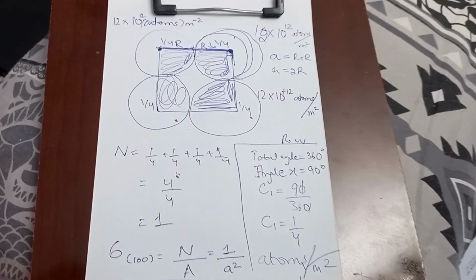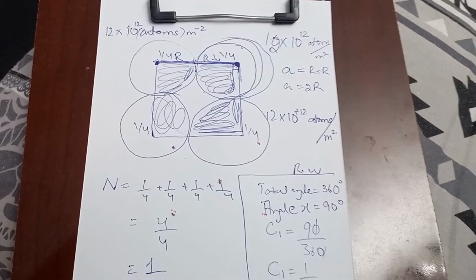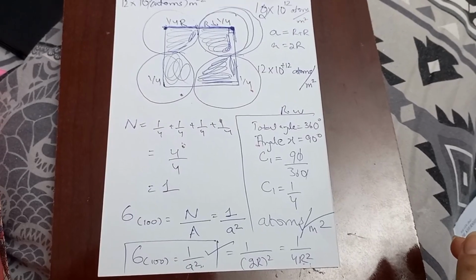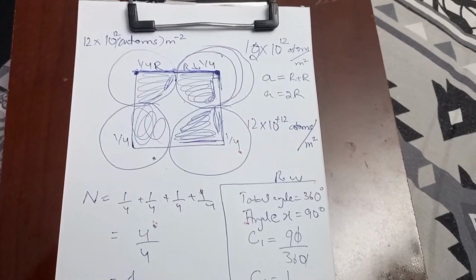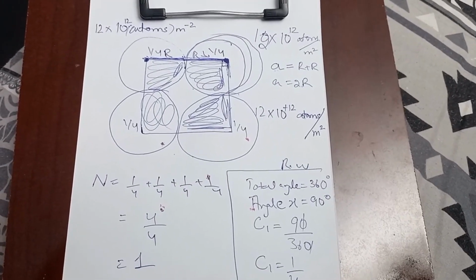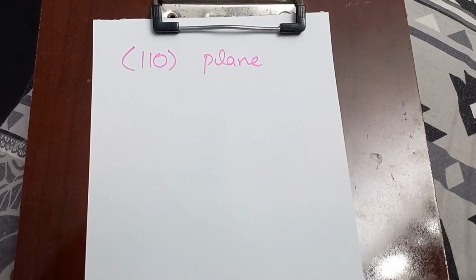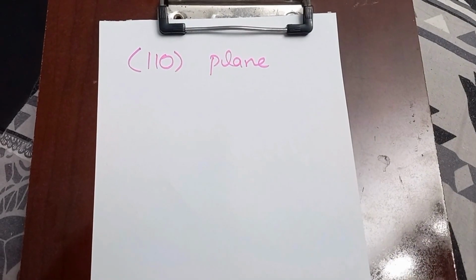Now let's do it for the 110 plane. I hope you got the method, and it will become more clear to you when we do it for other planes as well. Let's do it for the 110 plane, and a link to a video where I'm finding the planar density for the 110 plane and 111 plane for a simple cubic unit cell is in the description box or in the comment section.